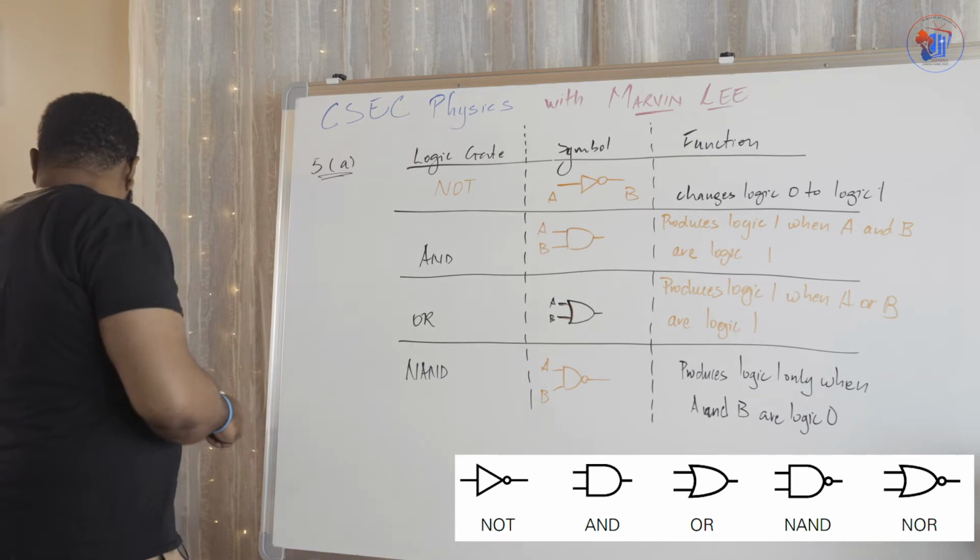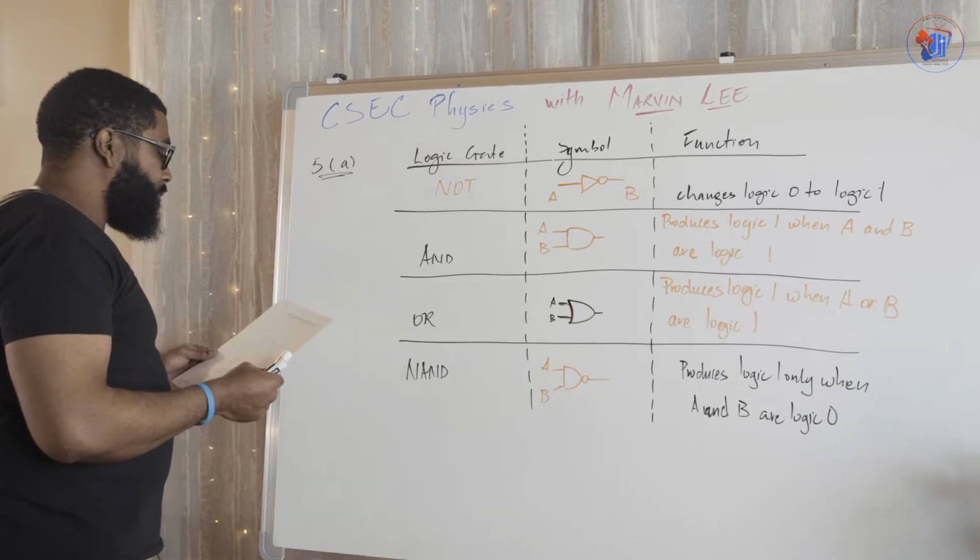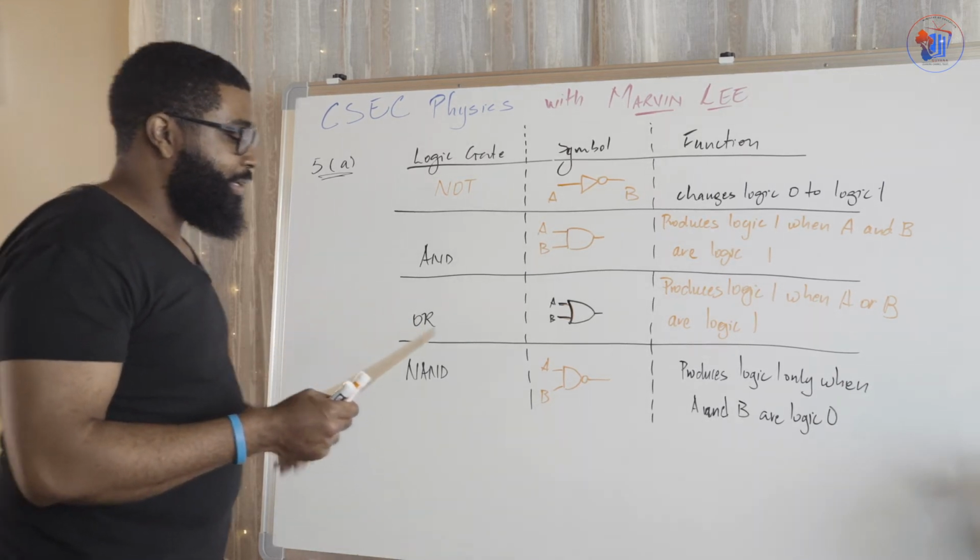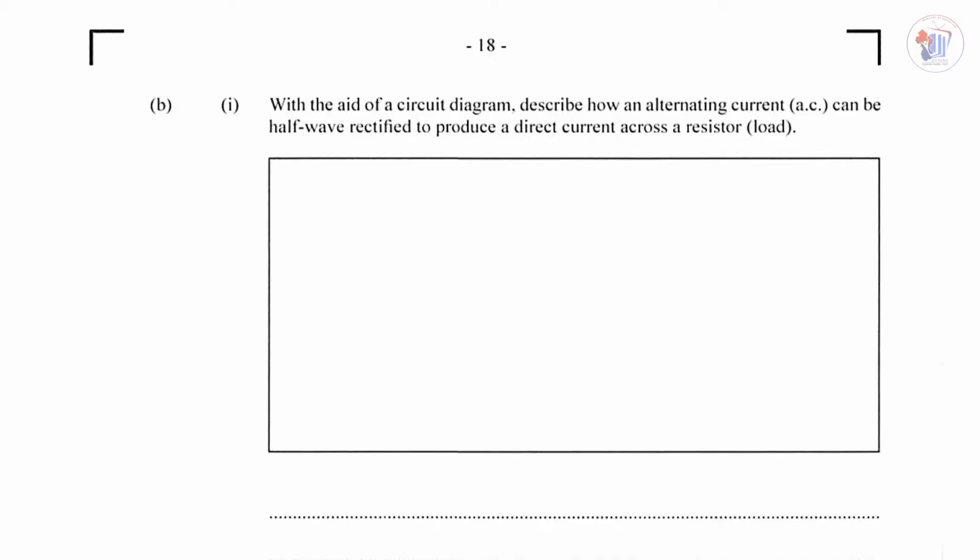So, part B. With the aid of a circuit diagram, describe how an alternating current, AC, can be half-wave rectified to produce direct current across a resistor load.